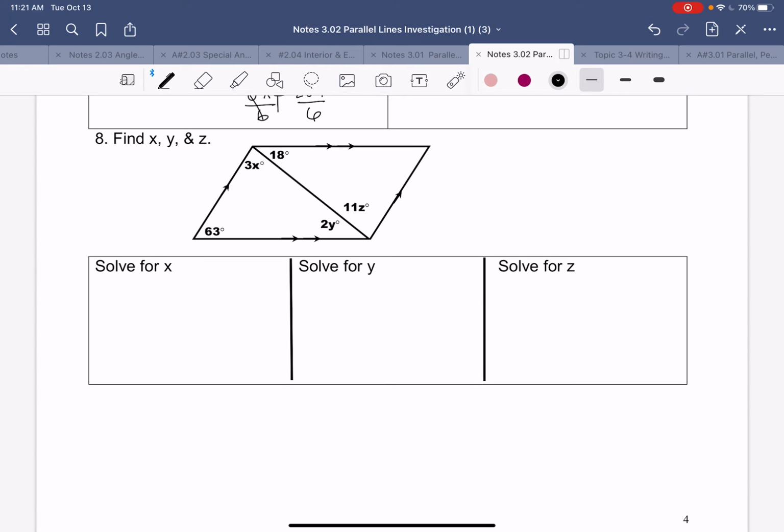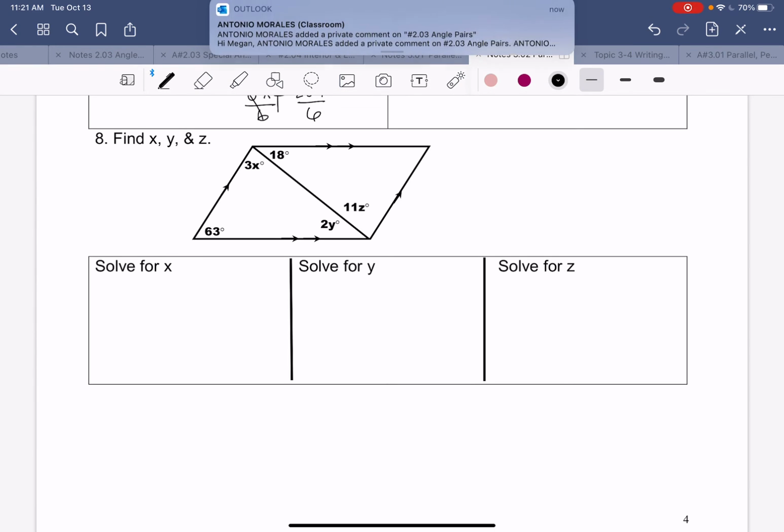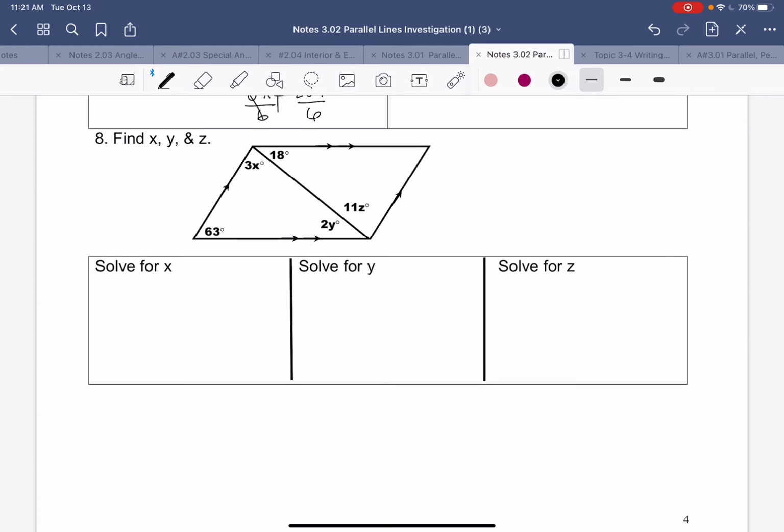Just bear with me because it has two sets of parallel lines and multiple transversals. So I'm going to use 3 different colors to indicate what my parallel lines and my transversal are. Solving for x, I'll highlight in pink. Solving for y, I'll highlight in yellow. And solving for z, I'll highlight in blue, because on the notes I highlighted in blue. Okay, so the first thing I'm going to do is solve for x.